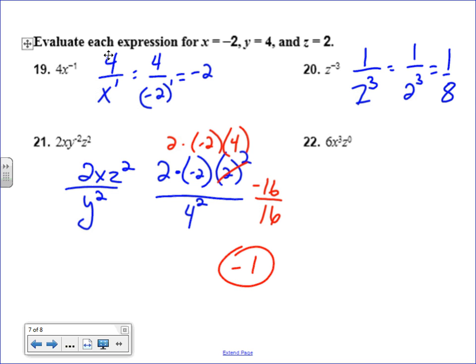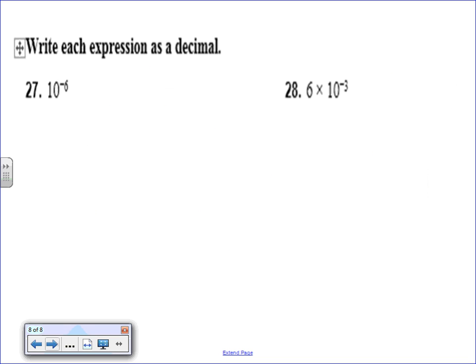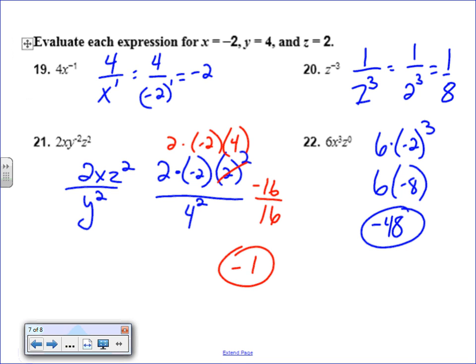This next one, I've got z to the 0. That can just cancel out. So I've got 6 times a negative 2 to the third. Well, a negative 2 to the third is a negative 8. So I've got 6 times negative 8, which is a negative 48. Okay, last one we're going to skip for now.